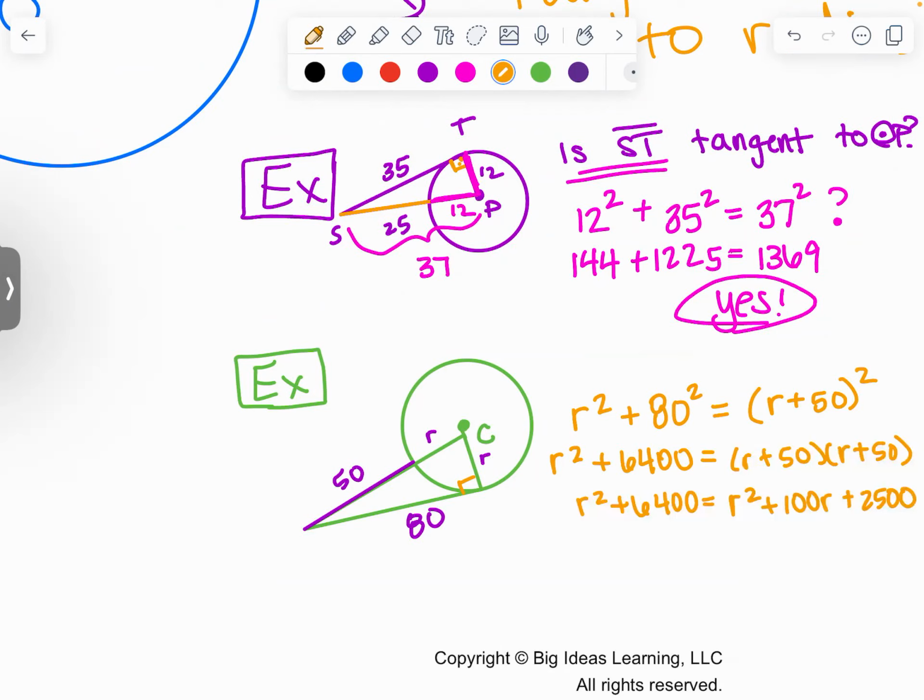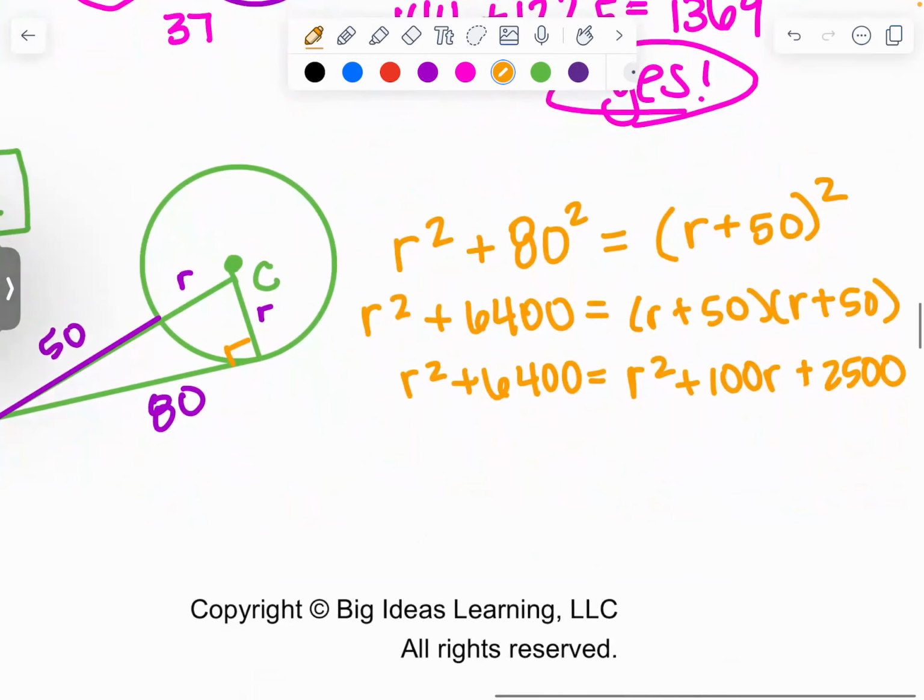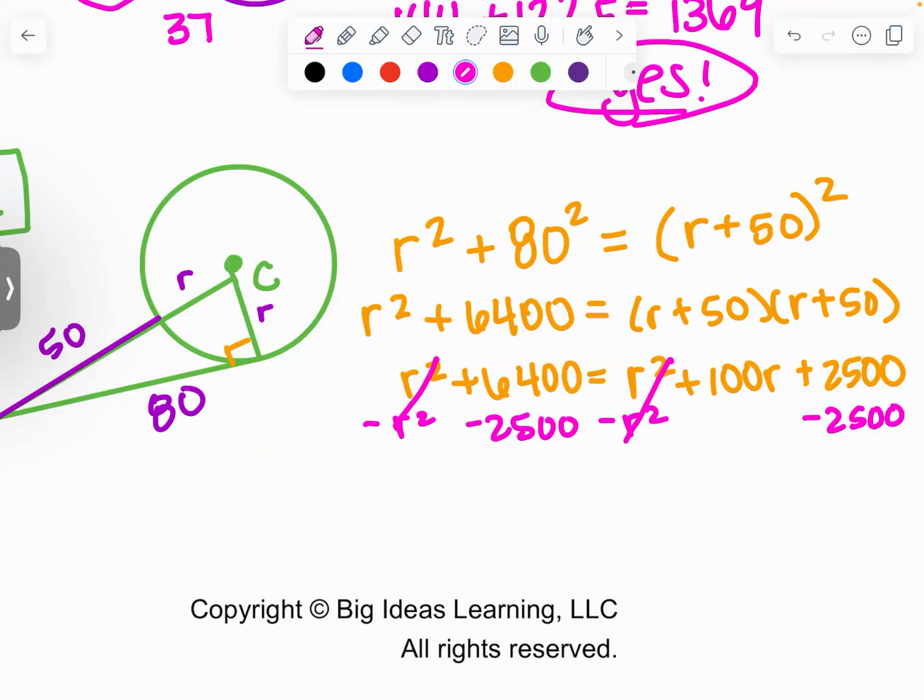Oh, wait, this is the thing that we learned yesterday. Okay, now what? Could you cancel the r squares out? So if I subtract r squared over, they cancel out, right? Well, r squared goes away. So let's maybe subtract the 2,500 over so that we have 100r equals 1,000.